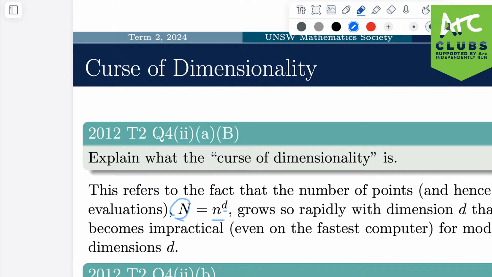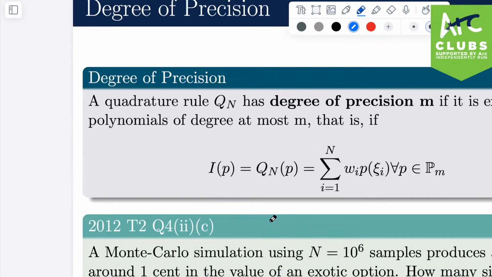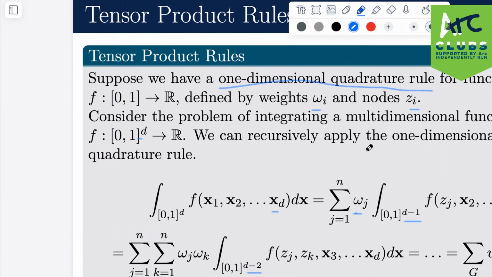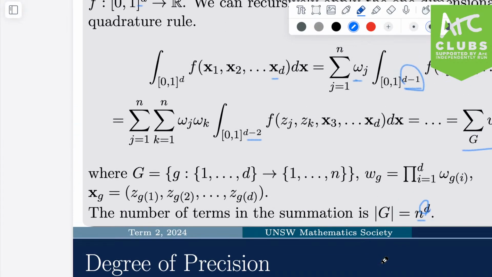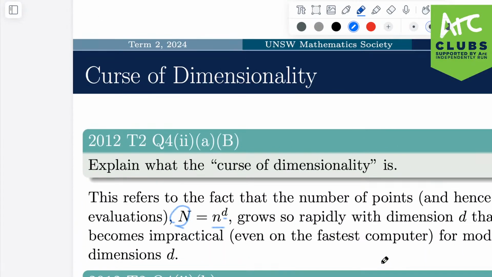But in a lot of other methods, the dimension matters, right? So here, obviously, for the tensor product rule, the dimension definitely matters. And then we suffer from the curse of dimensionality.